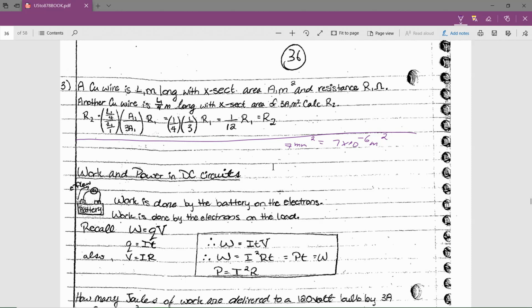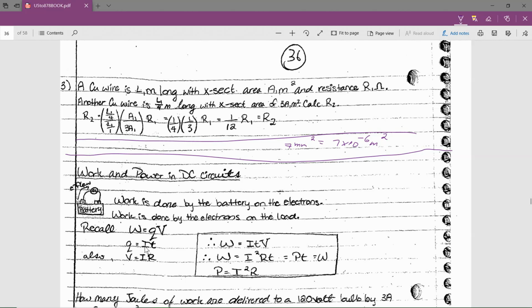Okay, so that's resistivity. Now I want to look at another topic in this lecture, which is work and power in DC circuits. So let's say we have a battery here and electrons flow from the negative terminal to the positive terminal. They're pumped through by the battery and they do work on a load: a light bulb, an air conditioner, a speaker, whatever. So work is done by the battery on the electrons to pump them through, and work is done by the electrons on the load. We recall from last chapter that work is charge times voltage.